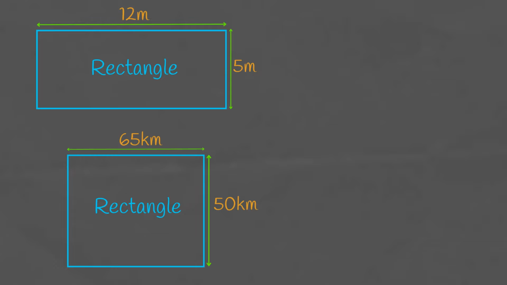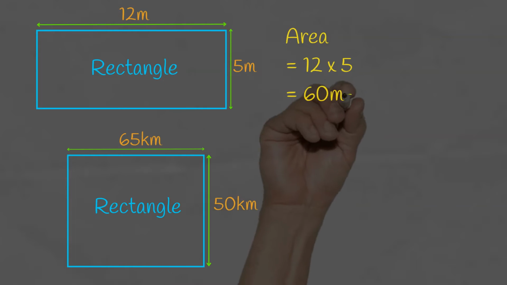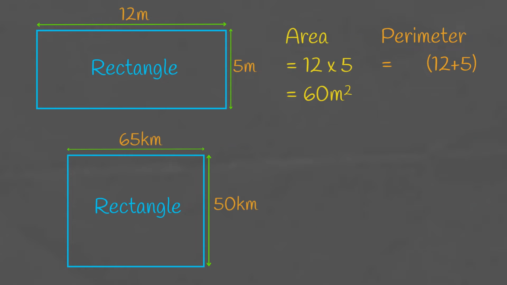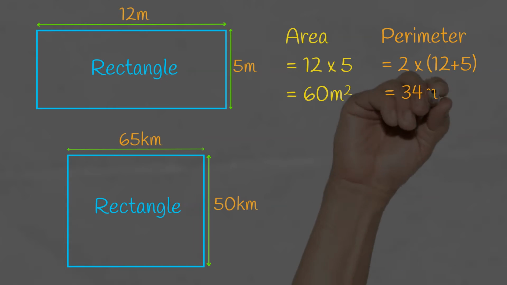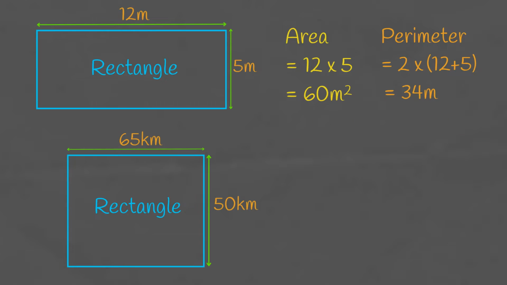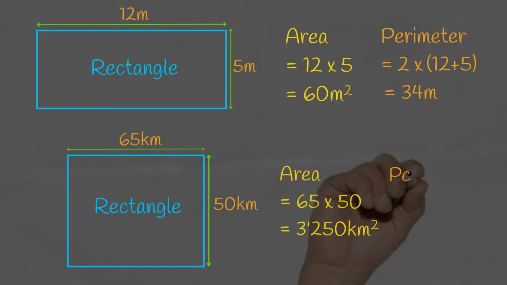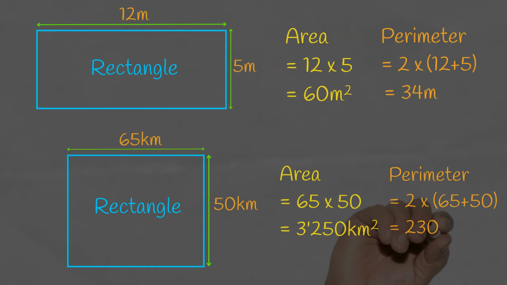Okay, so the area of the first rectangle is 12 times 5, so it's 60 meters squared. And for the perimeter, you add 12 and 5 together and times it by 2, and that is equal to 34 meters. For the second rectangle, the area is 65 times 50, giving 3,250 kilometers squared. And the perimeter is 2 times by 65 plus 50, which is 230 kilometers.